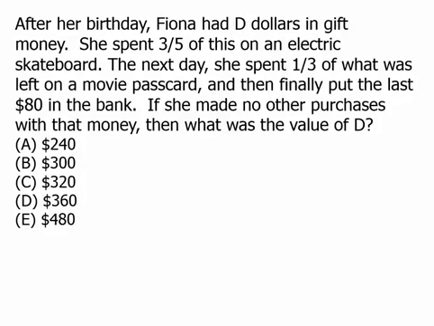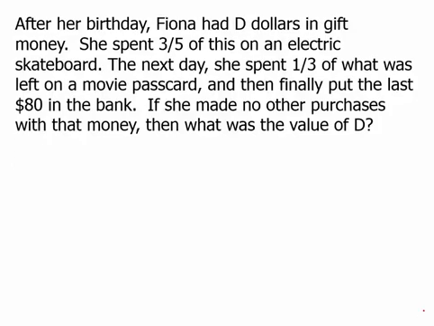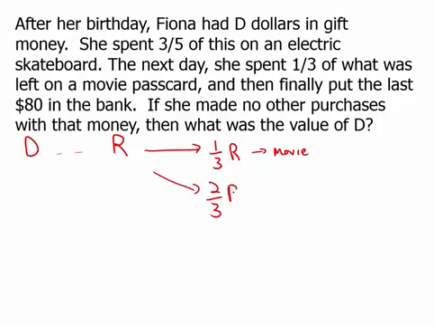So I'm going to say that one easy way to think about this is to break this into stages. She started out with D, spent some money on the skateboard, and then she was left with R on the second day. So on the second day, let's just find R first. What she did was she spent 1/3 of R. That went to the movie pass card. But that means that she didn't spend 2/3 of R. So 2/3 of R was what she had left, and that's $80.